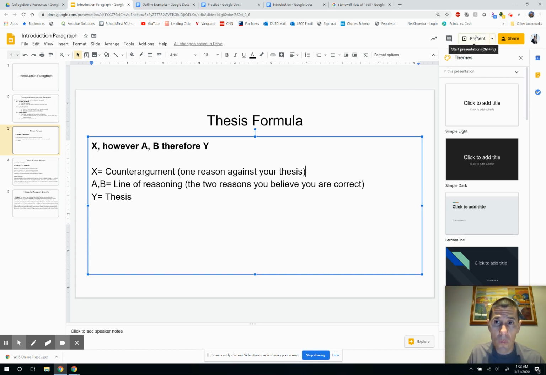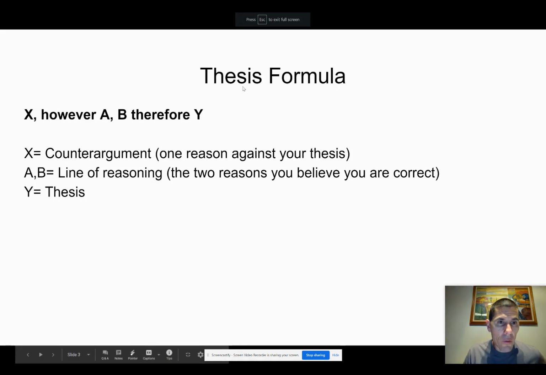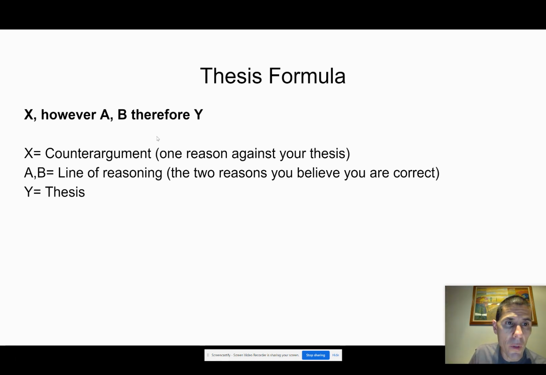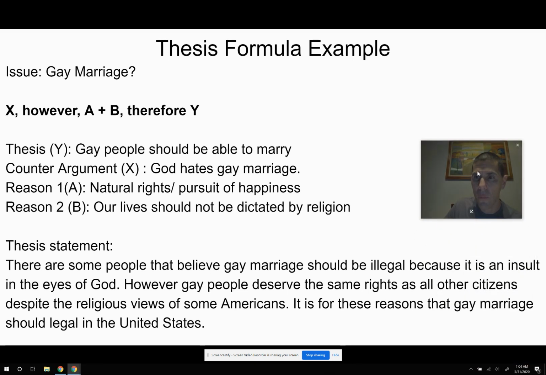Okay. So, X. You're going to give one reason against your argument. However, A and B, therefore why. A and B are the 2 reasons why you think you are correct, and then therefore your thesis. Now, I know that it gets a little bit complicated, but let me show you what that looks like. It's not that bad, guys. Okay, so let me move this because you can't read my paragraph.